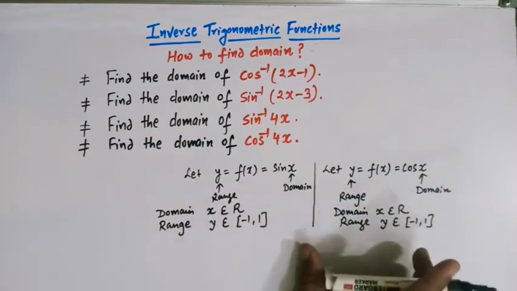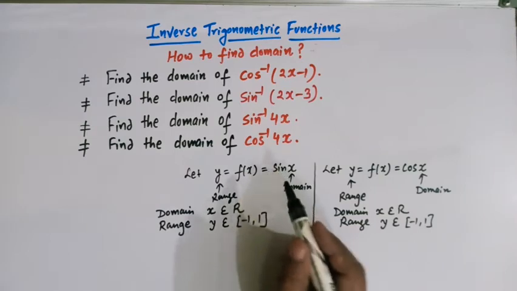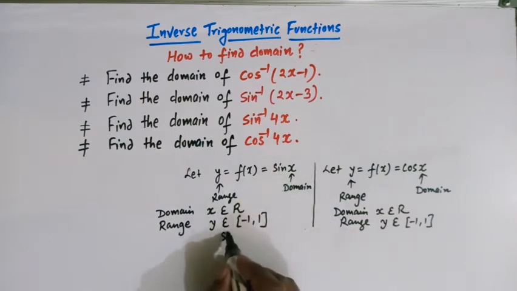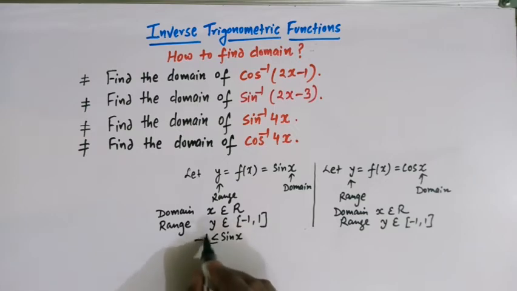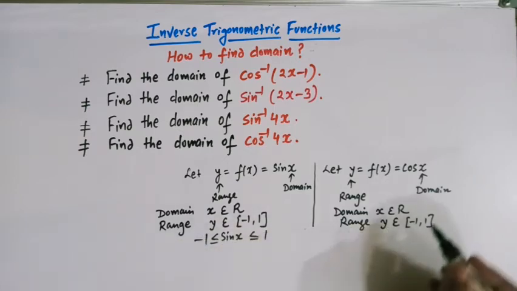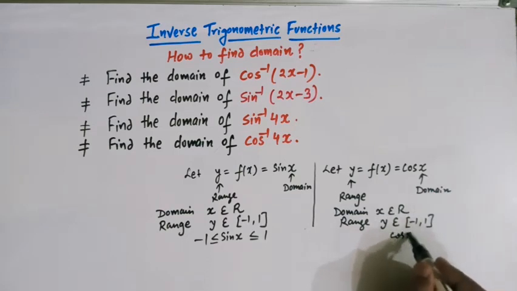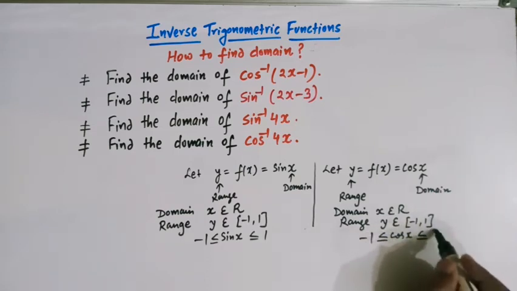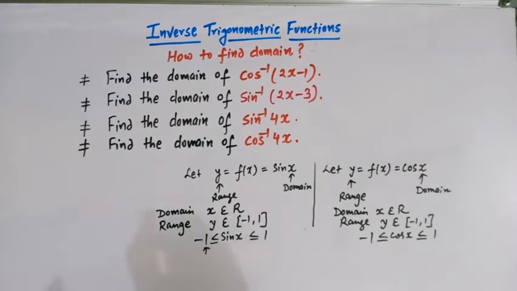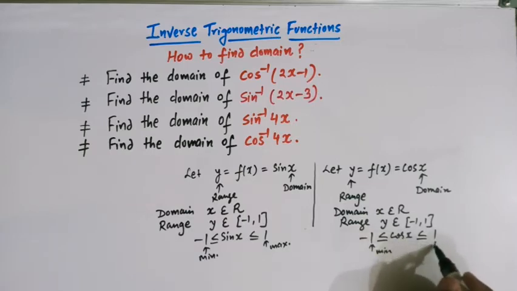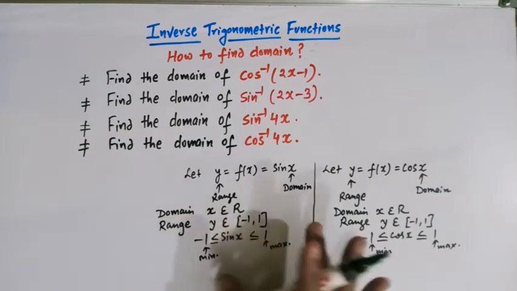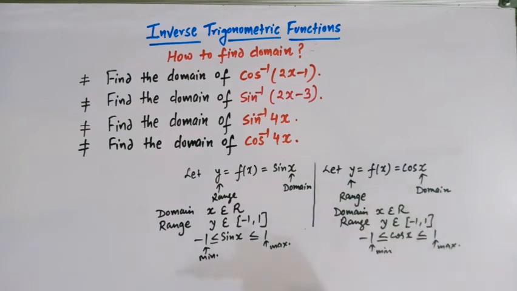Now from this discussion we conclude that sin x lies between minus 1 to 1. Similarly cos x lies between minus 1 to 1. So the minimum value of sin x is minus 1 and the maximum value is 1. Similarly the minimum value of cosine function is minus 1 and the maximum value is plus 1. So this is about the sine function and cosine function.